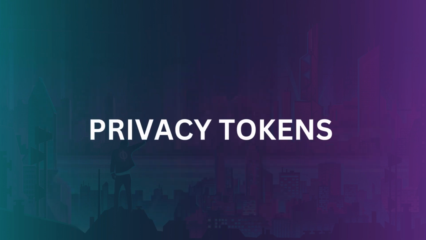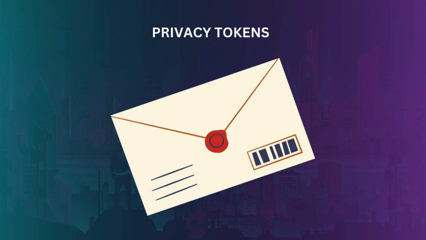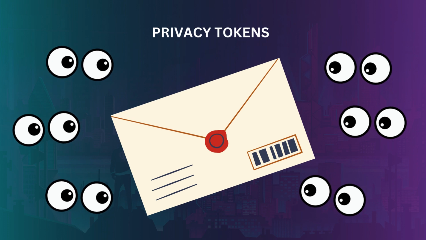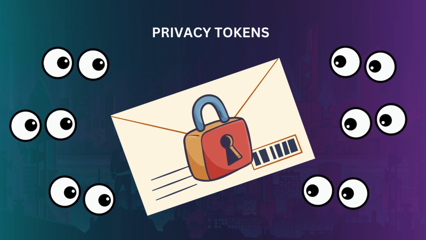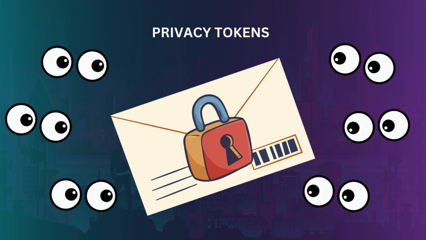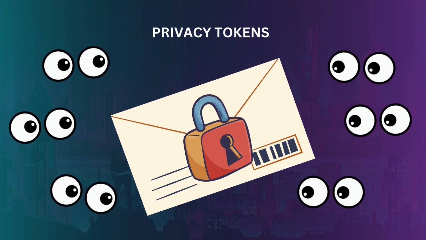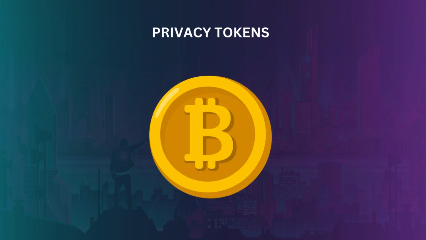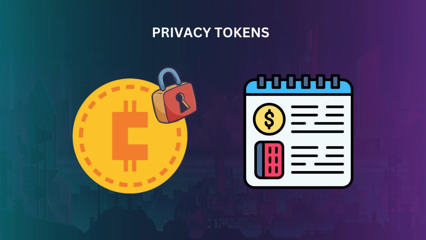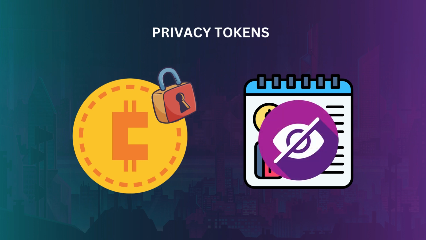Privacy token. Imagine sending a letter, but instead of anyone being able to see the contents, you use a special envelope that only you and the recipient can open. That's a bit like what privacy tokens do in the digital world. When you use regular cryptocurrencies like Bitcoin, anyone can see where the money goes and how much is sent. But with privacy tokens, the details of the transaction are hidden. So it's much harder for others to see who sent the money, who received it, and how much was sent.